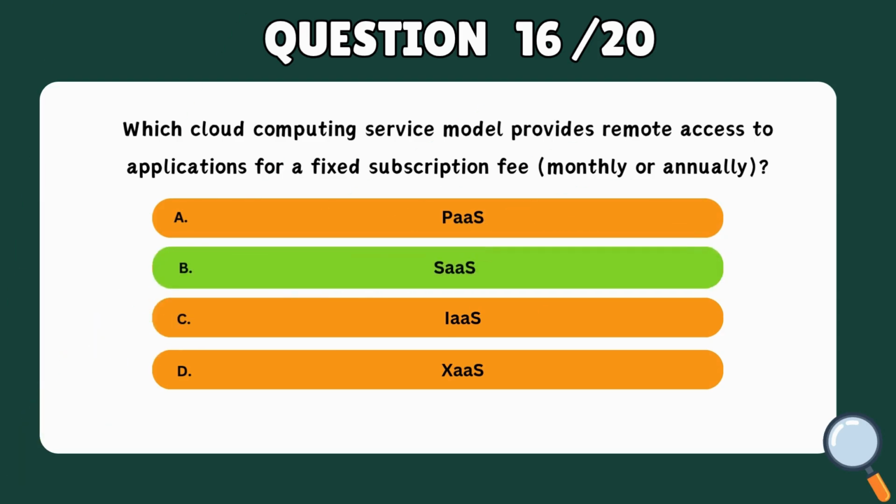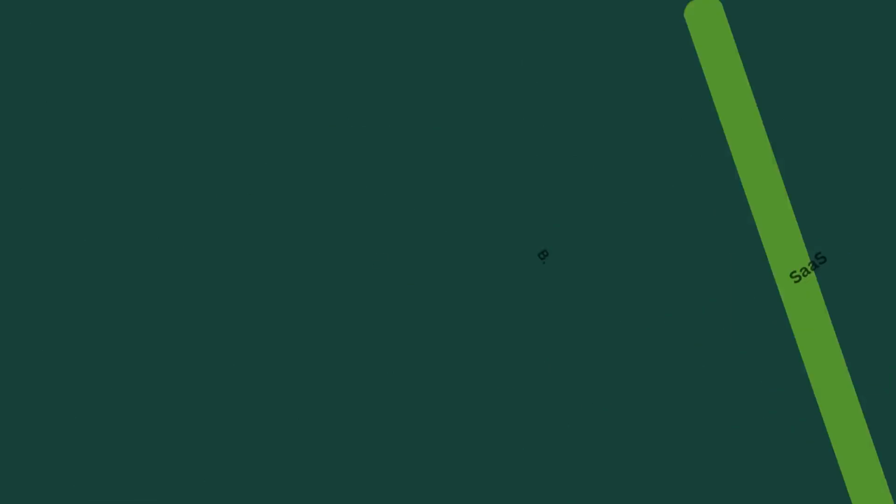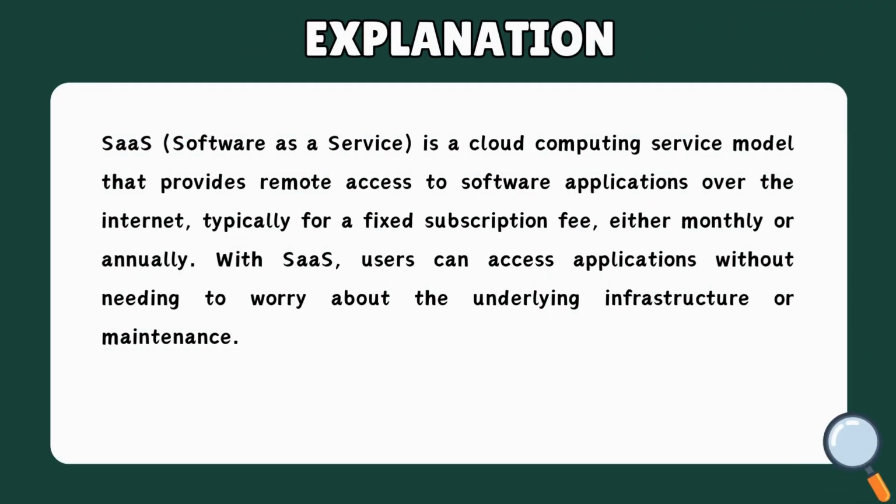Correct answer. B. SaaS. SaaS, Software as a Service, is a cloud computing service model that provides remote access to software applications over the Internet, typically for a fixed subscription fee, either monthly or annually. With SaaS, users can access applications without needing to worry about the underlying infrastructure or maintenance.